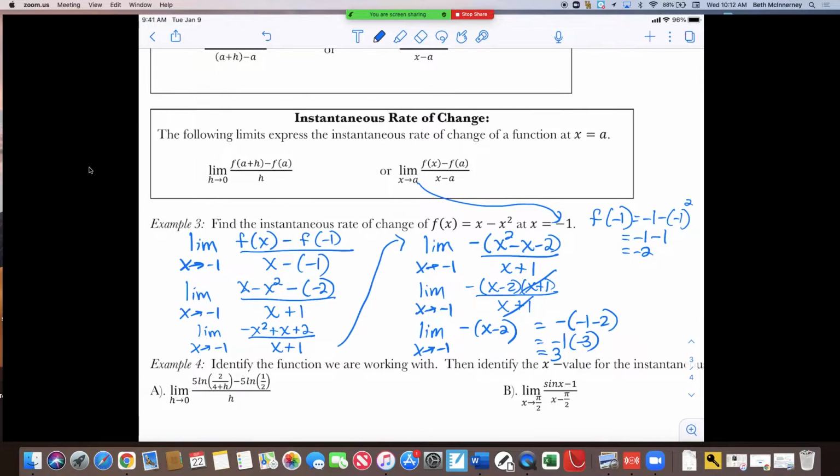So what have I actually found? I don't want us to get lost here in doing all this algebra. What we actually found is the instantaneous rate of change of f of x at x equals negative 1 is 3. What we just found is the instantaneous rate of change of f of x at x equals negative 1 is 3. That's what we found.